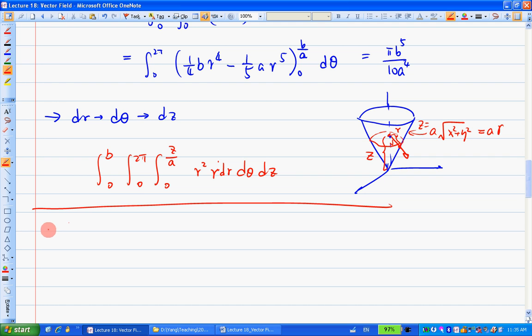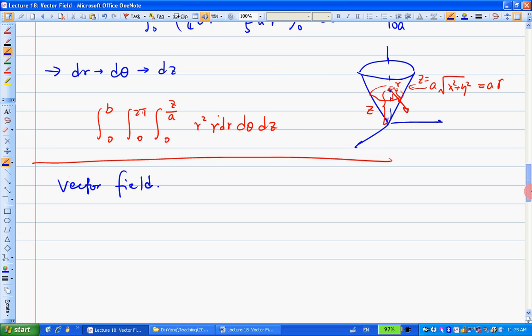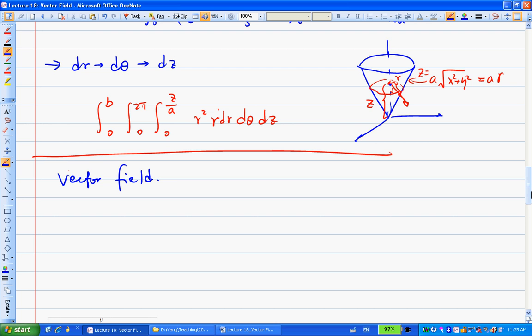Okay, now let's talk about the new topic: vector field. We now have double integrals and triple integrals, and we've equipped ourselves with enough knowledge with the partial derivatives, dot product, everything. So what's coming for the next 6 or 7 lectures until the end is where most of the questions for the final exam come from.